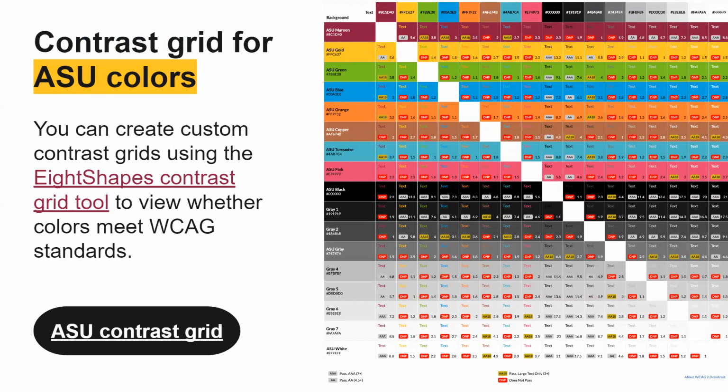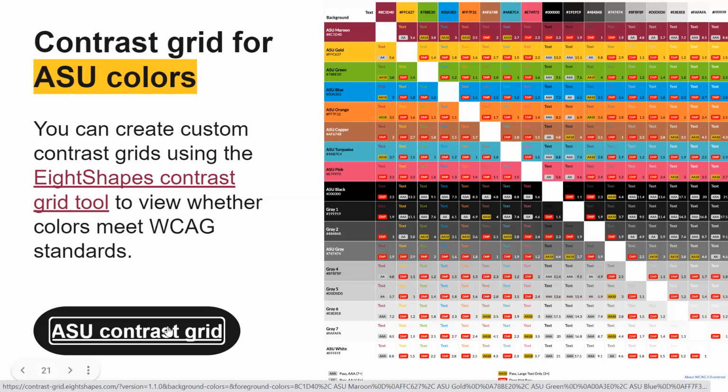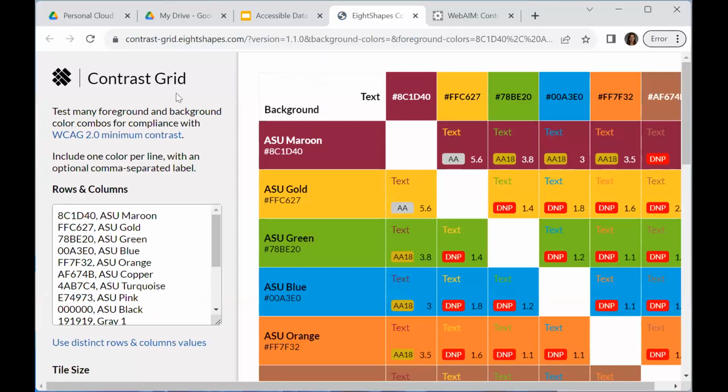And then this is a contrast grid. I have in here all of the ASU brand colors. And I know some of you might not use ASU brand colors. Maybe you work on some other type of brand. So this 8 Shapes contrast grid tool allows you to put in any colors you want, and it'll check to see whether or not they meet WCAG standards. Instead of going one by one and checking every single thing, you can just go to this tool.